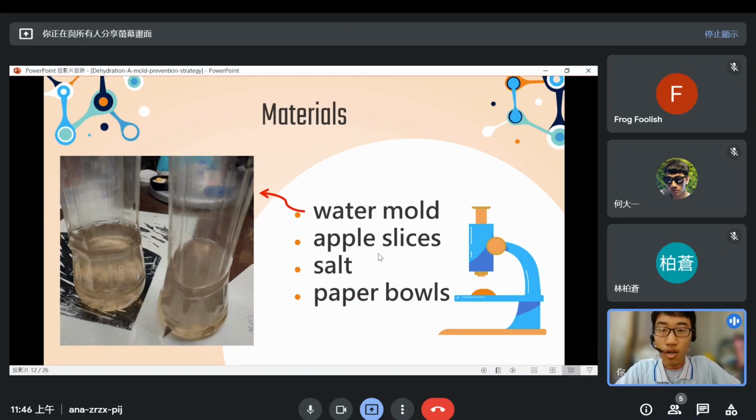And here are the materials we used in the experiment. We have water mold, apple slices, salt, and paper bowls. It's the end of my part. Next, Patrick will be here to talk about our experiment in detail.